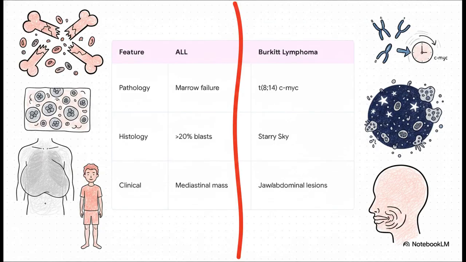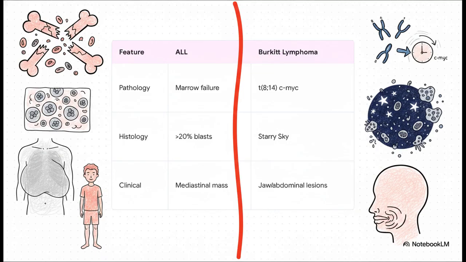Now, we really need to draw a hard dividing line between 2 extremely aggressive pediatric malignancies here. Acute lymphoblastic leukemia, or ALL, is actually the most common childhood malignancy. It presents with that marrow failure we just talked about, and you'll see greater than 20% lymphoblasts. A huge point to remember is that T-cell ALL characteristically presents as a massive mediastinal mass in adolescent males, and that can physically threaten the airway. On the other side of that margin, we have Burkitt lymphoma.